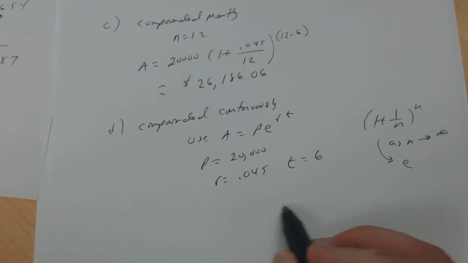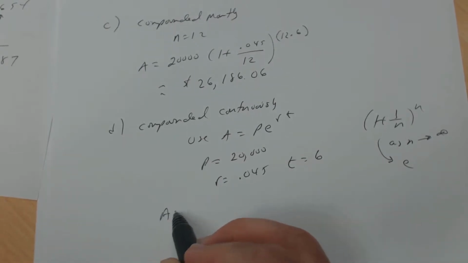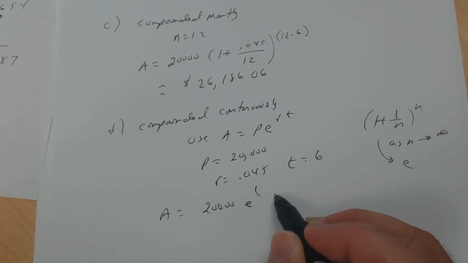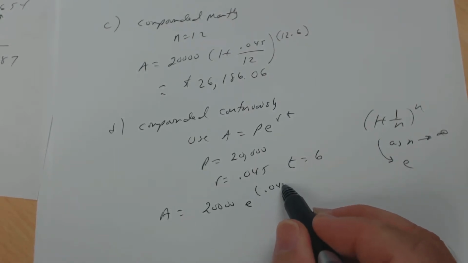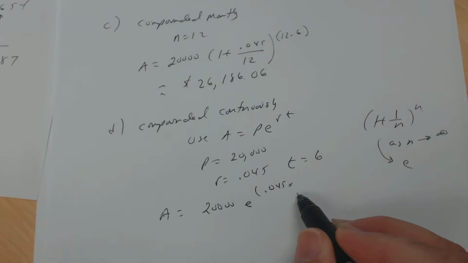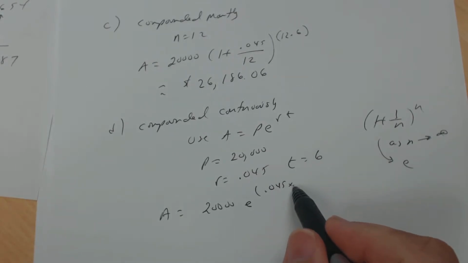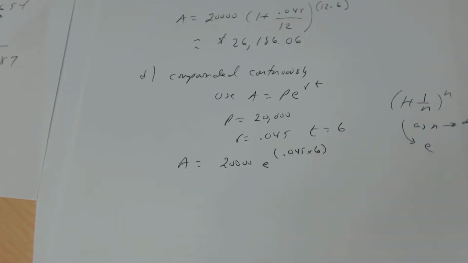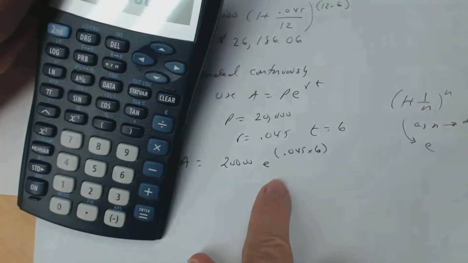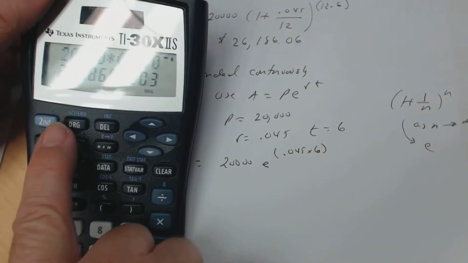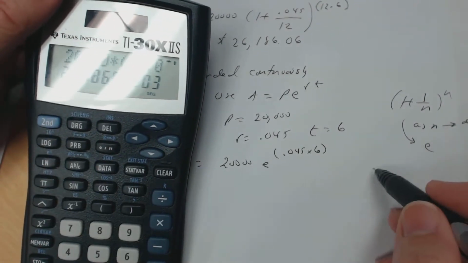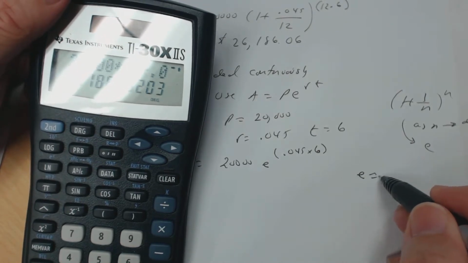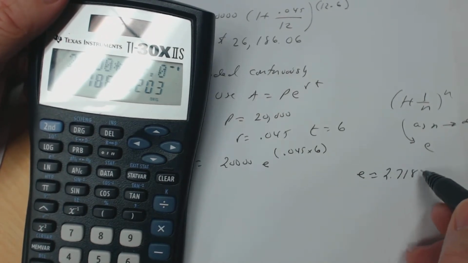So we get A equals 20,000 times e, in parentheses, raised to the 0.045 times T, and T is 6. So notice that you really need parentheses now because you do have a decimal. Now don't forget you are dealing with e, so make sure you use your calculator's e. Also, you remember we said that e is approximately 2.718.